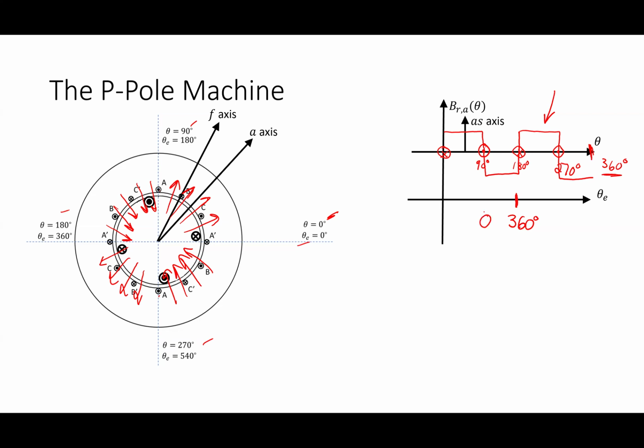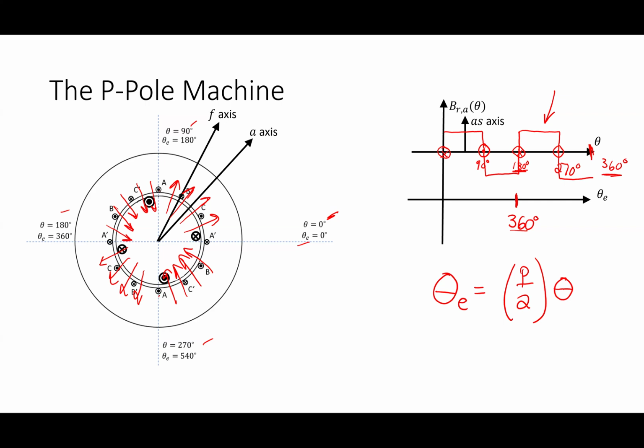So theta electrically: when physically I've moved 180 degrees, electrically I've moved 360 degrees. So I say that the angle electrically is the number of poles divided by 2 times whatever angle I've gone around physically. That's the relationship that we have. That is basically because with the number of poles, you're causing the field to vary twice as fast as you go around.